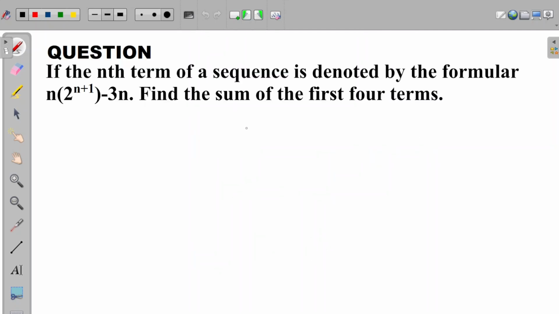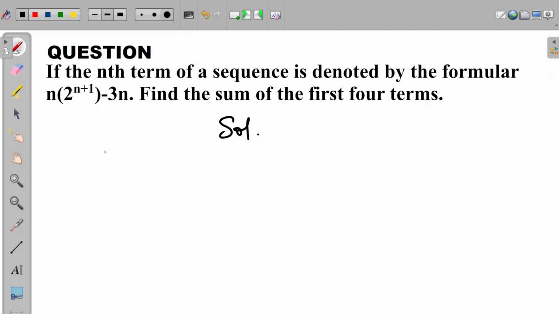Now the next question says, if the nth term of a sequence is denoted by the formula n multiplied by 2 to the power of n plus 1 minus 3n, find the sum of the first 4 terms.